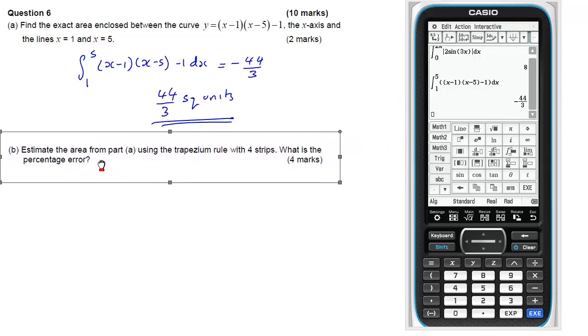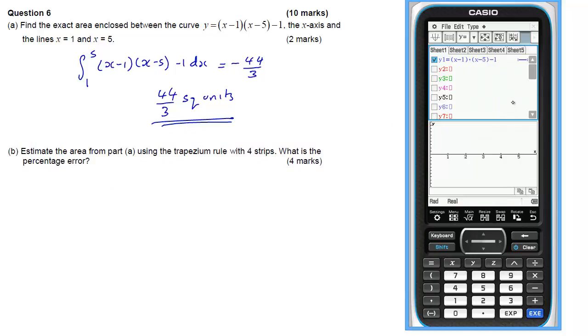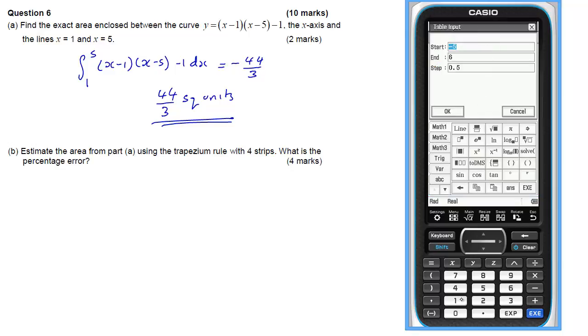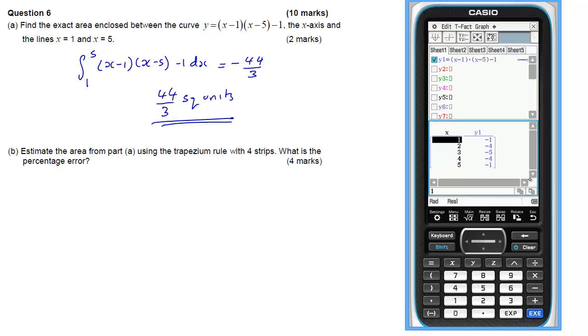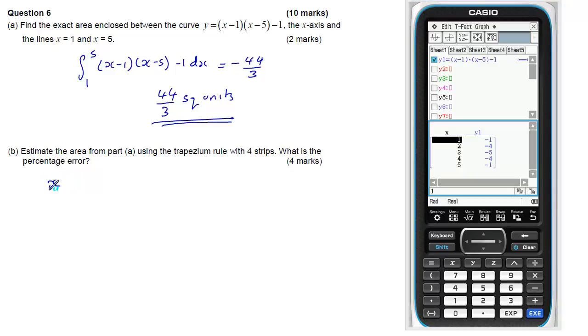Now we want to use the trapezium rule. So if I go back to my graph and table, and here I'm just going to table instead, and let's just change that so that we go from 1 to 5 with a step of 1, and then we can see that our x values are 1, 2, 3, 4, 5, so that will give us the 4 strips, 1 to 2, 2 to 3, and so on. The y values are negative 1, negative 4, negative 5, negative 4, negative 1.